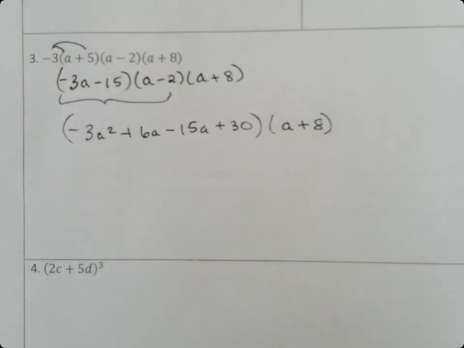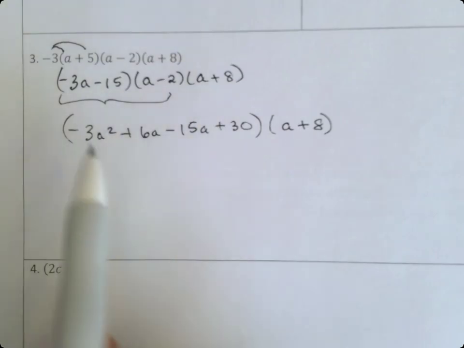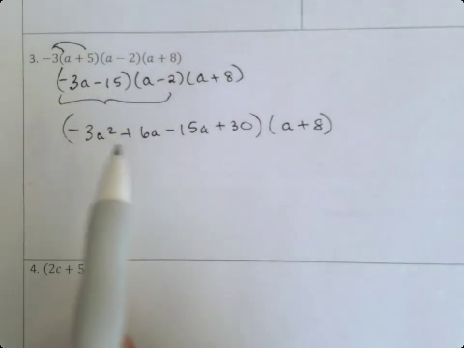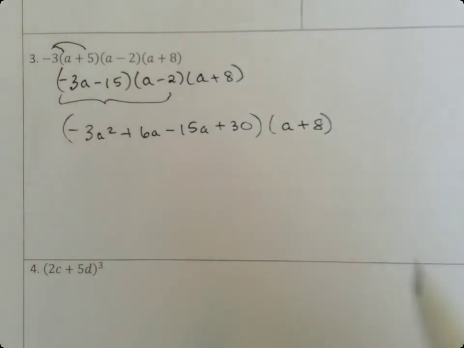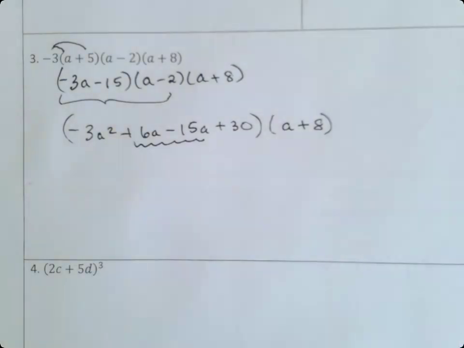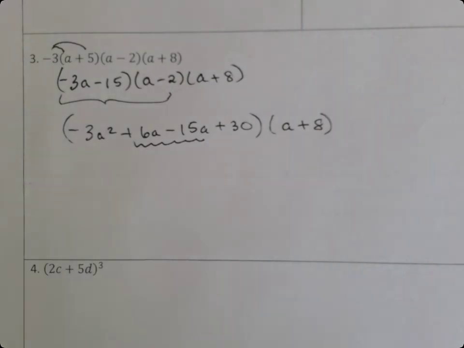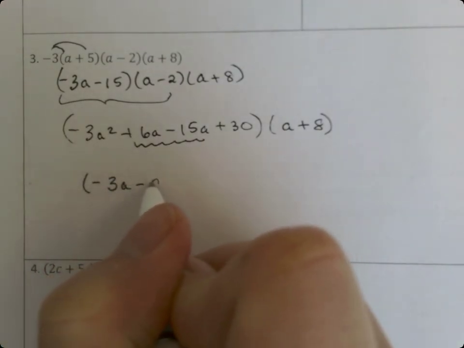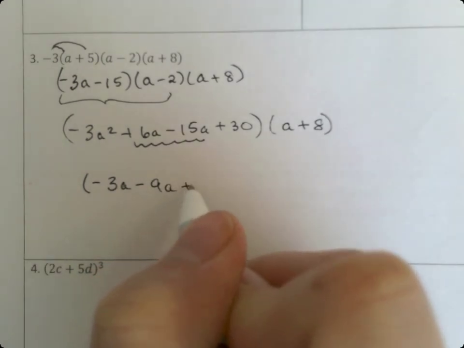Now, to me this makes sense. I want to clean it up first. If I go to do my next piece of multiplication, I have 4 things times 2 things. To me, it makes sense to clean up first. So when I multiply, I want to add any like terms before I do my next step. So here is negative 3a squared, minus 9a plus 30.